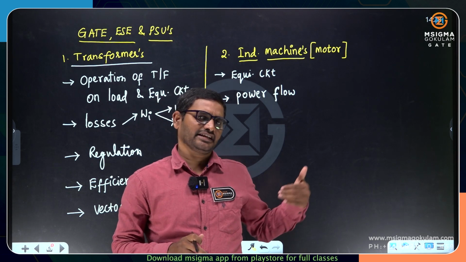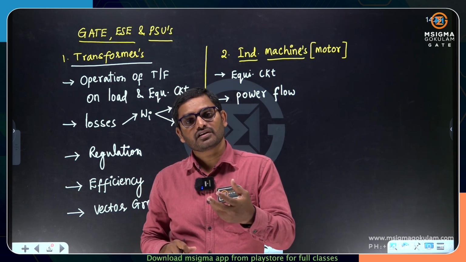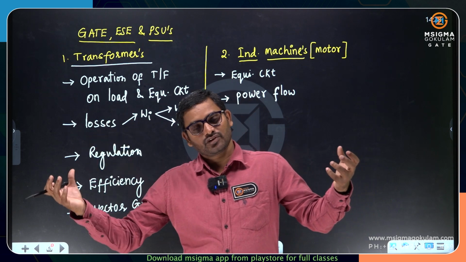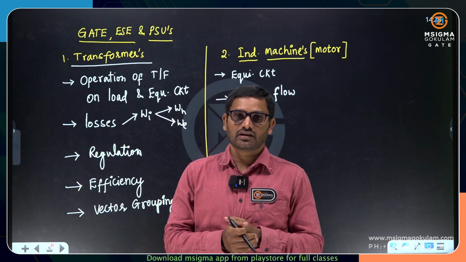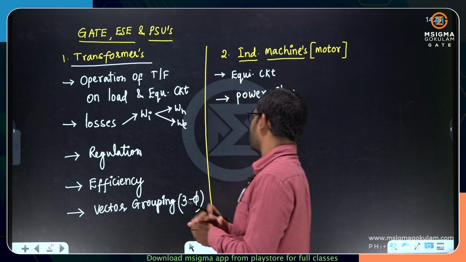The question can be asked at any point. What will be the rotor copper losses if rotor input is this much and shaft output is this much, by giving the mechanical losses. So this is one more important area.